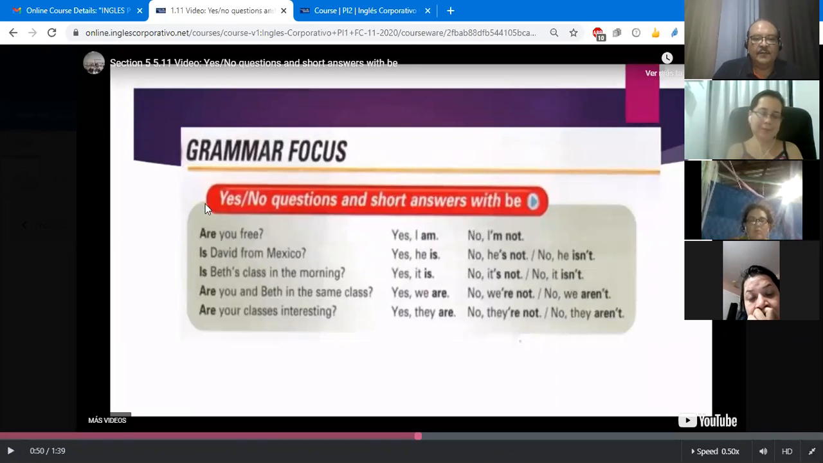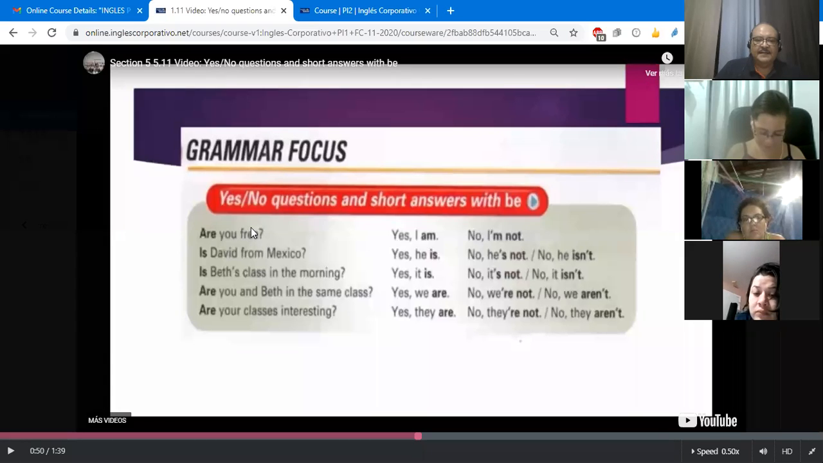Remember that, for example, when you say, are you, you can use: are you tall? Are you short? Are you married? Are you free? Are you happy? Are you sad? Are you John? Are you, let's say, hungry? Are you angry? So you can substitute this one when you are asking a person, a second person, for something, okay?